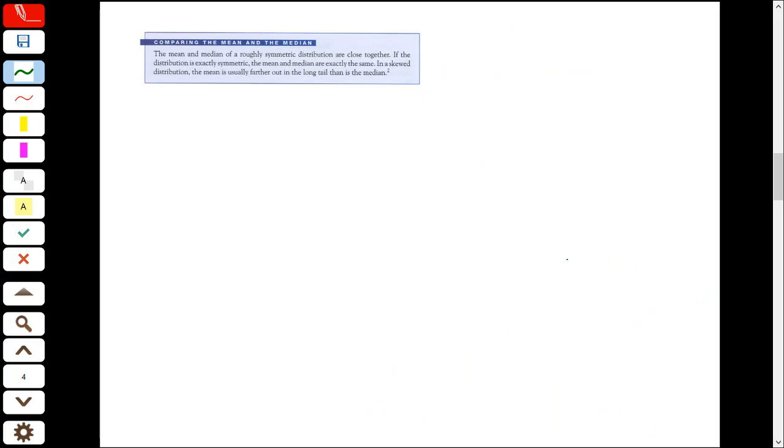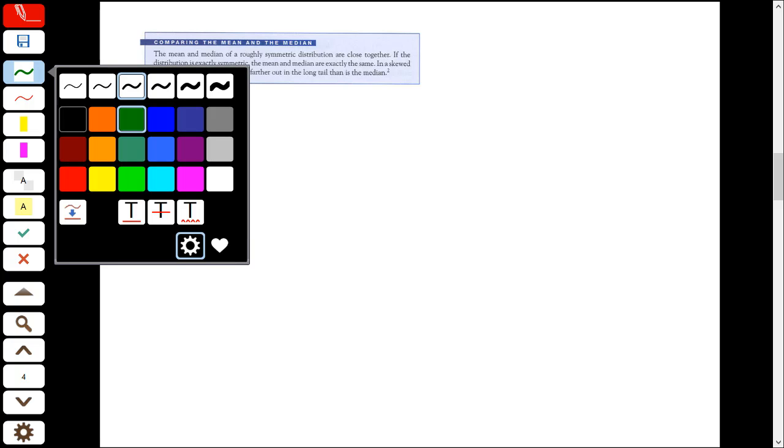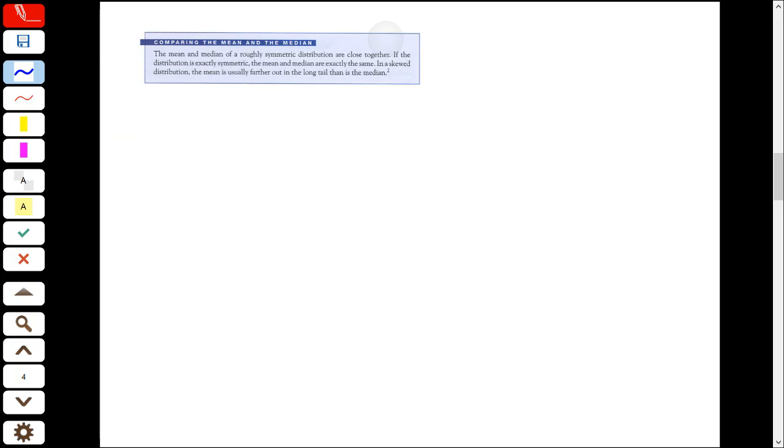Let's go on to the next page. This is a very interesting concept. The mean and median of a roughly symmetric distribution are close together. If the distribution is exactly symmetric, then they're exactly the same. If a distribution is skewed, the mean is farther out towards the long tail.